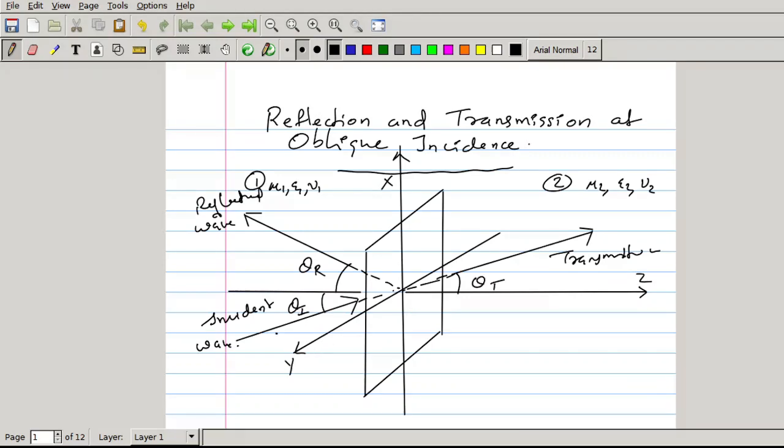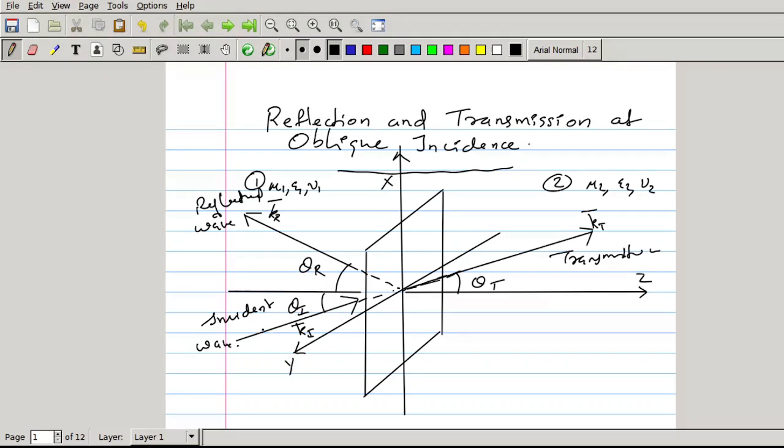So the wave vectors associated with this: this is the direction of the incident wave, so the incident wave vector ki will be along the direction of propagation of this wave. This is the reflected wave, so the reflected wave vector kr will be along its direction of propagation, and this is the transmitted wave, so the transmitted wave vector kt will be along its direction of propagation.